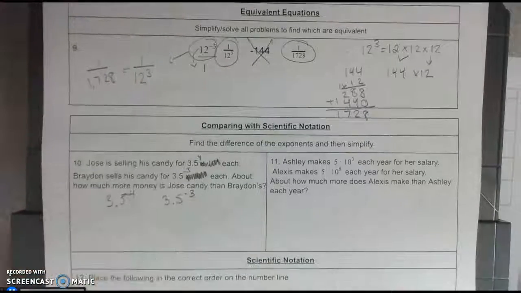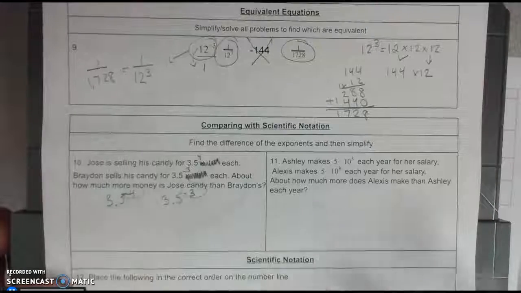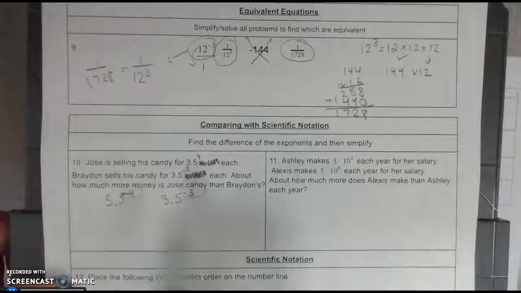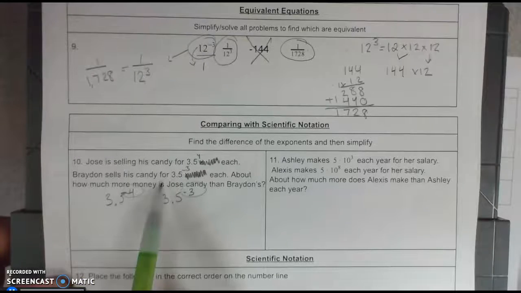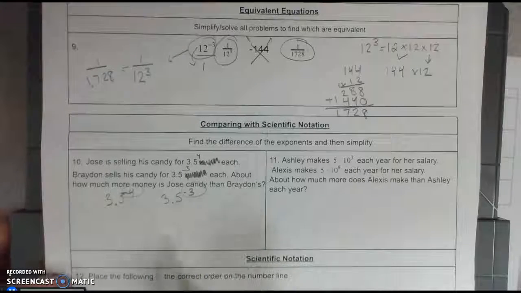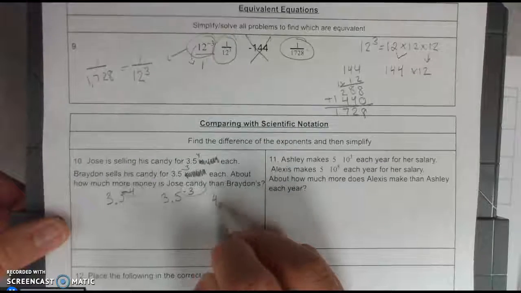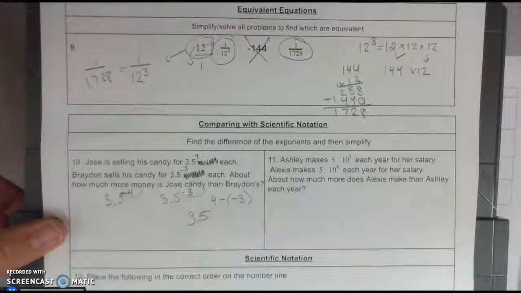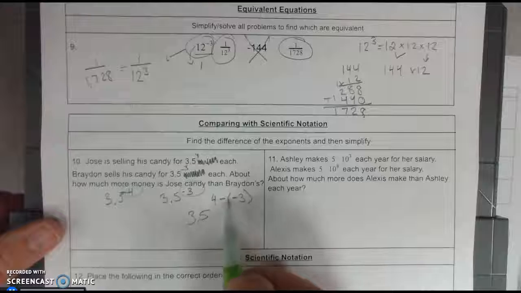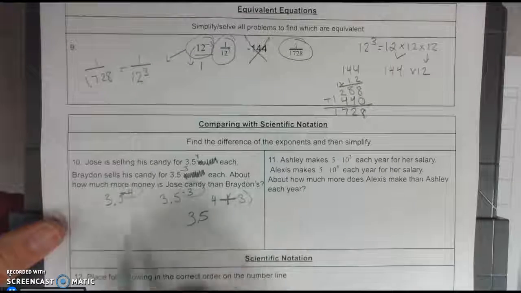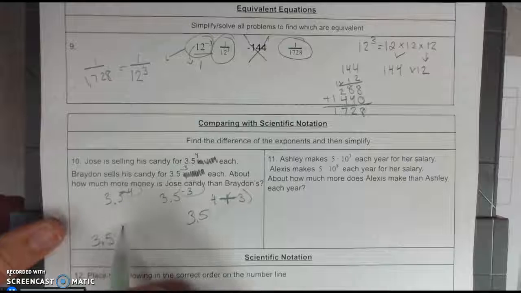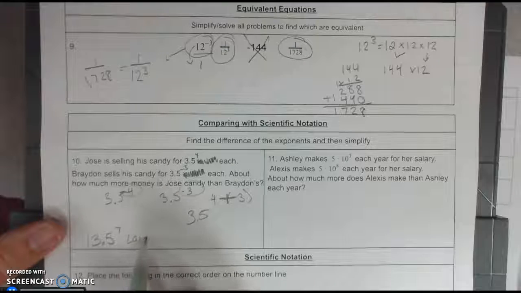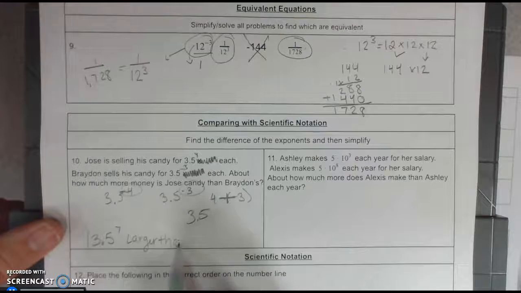When I'm comparing these, I need to take both these exponents and subtract them from each other, because I need to figure out how much more money Jose's candy is than Braden's. That's why we are subtracting. So I'm going to take 4 and subtract negative 3, and I have my 3.5 here as well. Two negatives next to each other make a positive. So now I know that his is 3.5 to the power of 7 larger than Braden's.